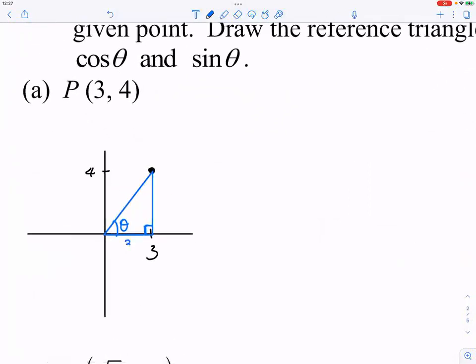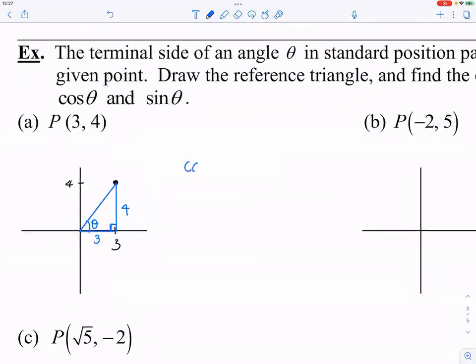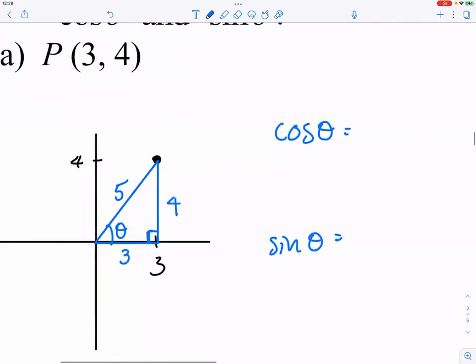So we can label the length of these sides 3, 4, and then we would like to obtain the cosine theta and sine theta of the triangle. What's the hypotenuse? 5. So if you take the SAT, you should know that this is a 3, 4, 5 triangle.